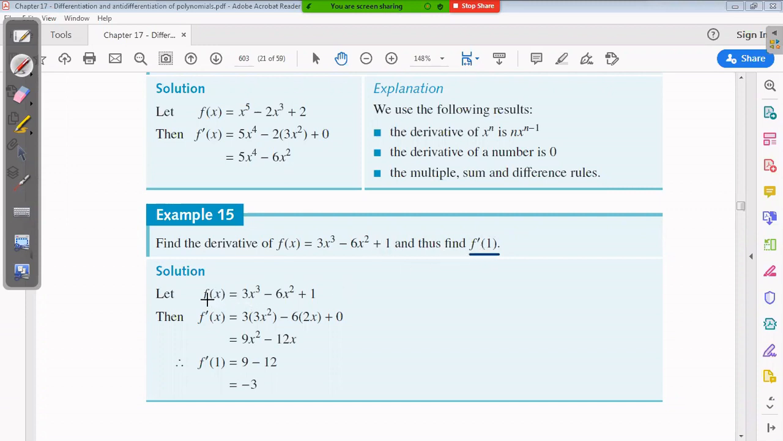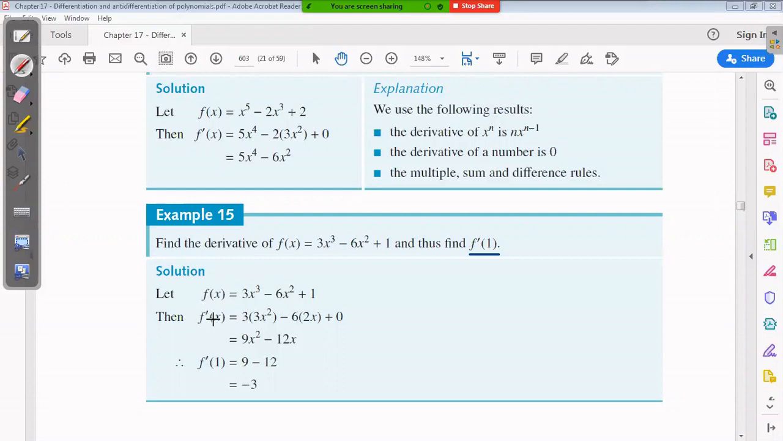So we are given the function f of x as 3x cubed minus 6x squared plus 1. Whenever we start a derivative, we have to write f dash x. And whenever we don't start a derivative, and just arrange the terms, we write it as f of x. But here we are starting the derivative.